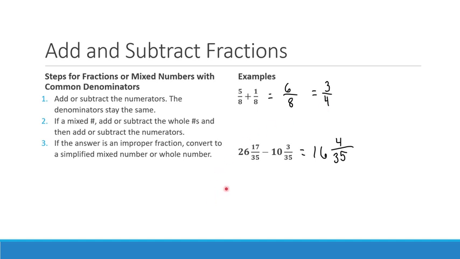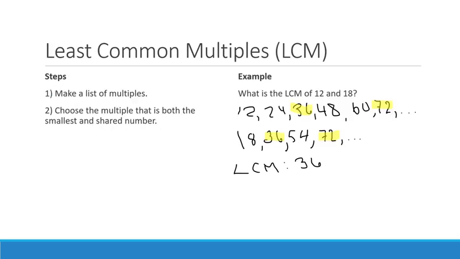When we're subtracting with whole numbers, in order to add or subtract fractions, you need common denominators. When you don't have common denominators, you need to find a multiple that both denominators will go into. Least common multiple is a concept in which you're finding common multiples of two numbers. To find the least common multiple of two numbers, you list off the multiples.